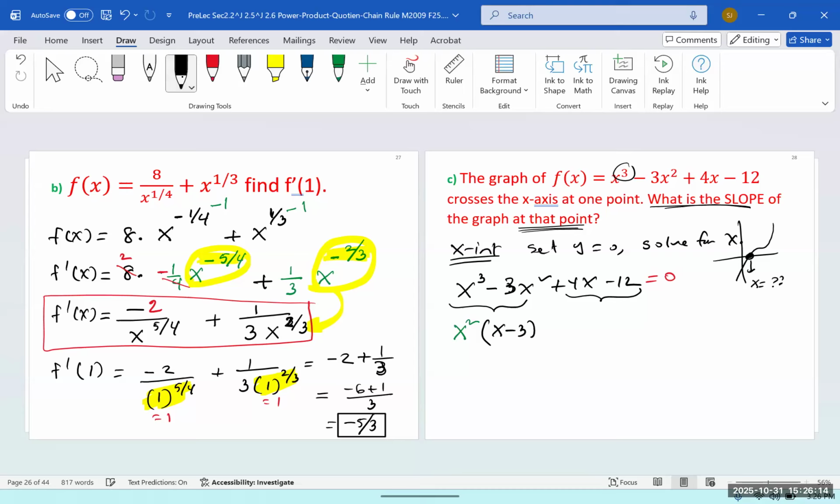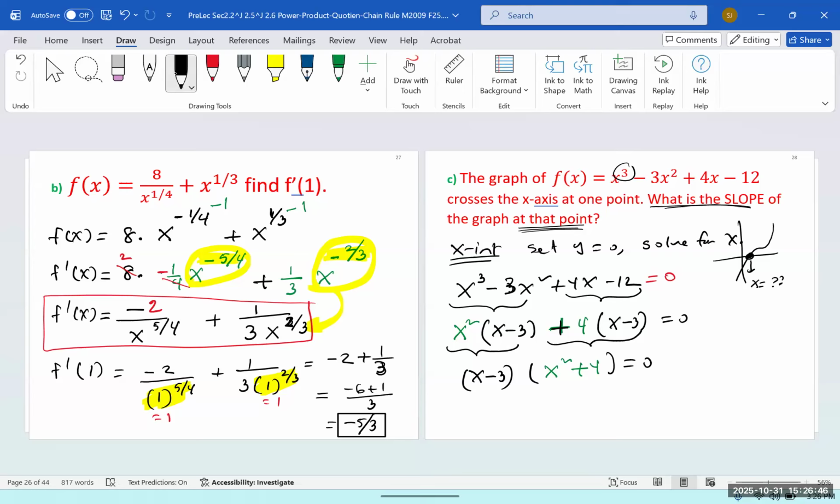X minus 3. Then in the second group, what do you observe in common? 4. If you factor that out, what is left? X minus 3. And now still in both groups, what do you see in common? X minus 3. So you factor it out, then what remains? X squared plus 4.